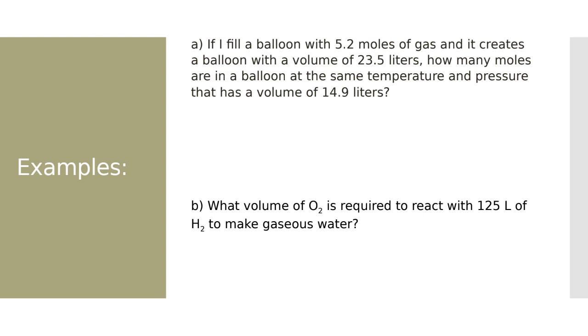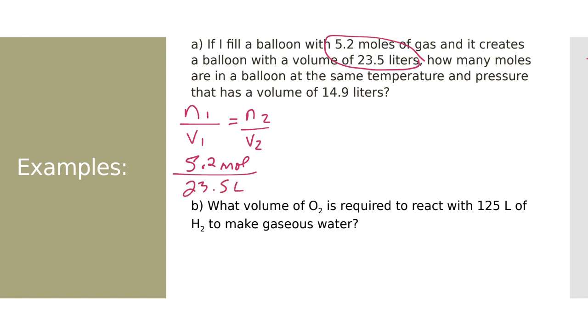So let's try a couple examples of using Avogadro's law. It says if I fill a balloon with 5.2 moles of gas and it creates a balloon with a volume of 23.5 liters, how many moles are in a balloon at the same temperature and pressure that has a different volume of 14.9 liters? Well, we're going to set this up and we're going to use Avogadro's law. So N1 over V1 equals N2 over V2. And when I read this, these two go together, right? So I have 5.2 moles with a volume of 23.5 liters. They're asking us to solve for the new amount of moles, right?